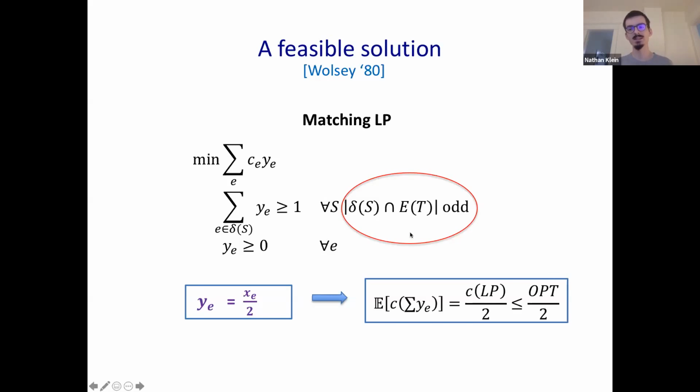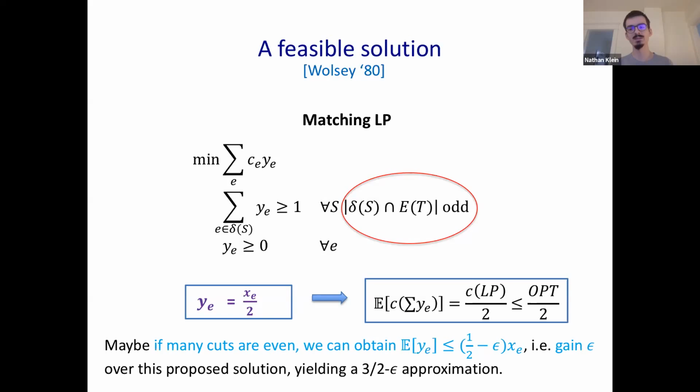However, as I said, this assignment simply makes every cut at least 1, so we're actually satisfying constraints that might not exist. So the hope now is maybe if a lot of cuts have an even intersection with the tree, and hence many constraints just disappear from this LP, then perhaps we can set y_e to be strictly less than x_e over 2 in expectation. For example, if some edges magically happen to be in no odd cuts, and therefore no constraints, we could set their y_e values to be 0. So yeah, if we can gain some epsilon with respect to this initial feasible solution, then we would obtain a 3/2 minus epsilon approximation.